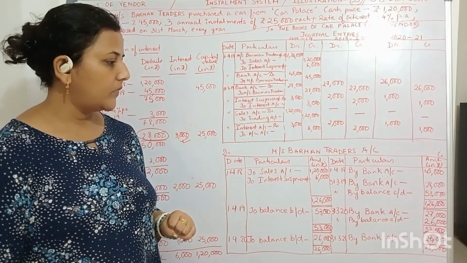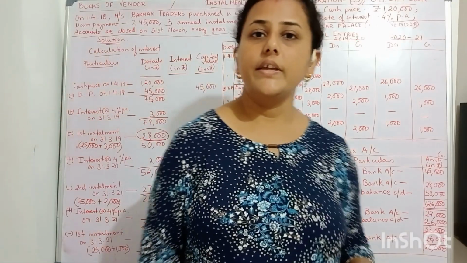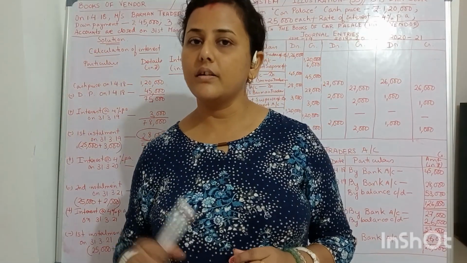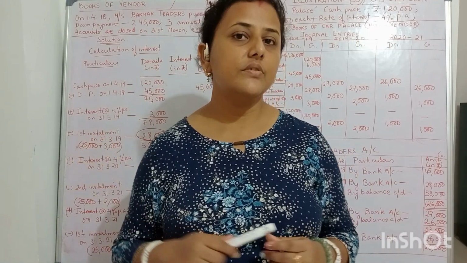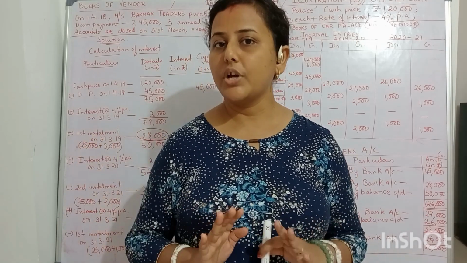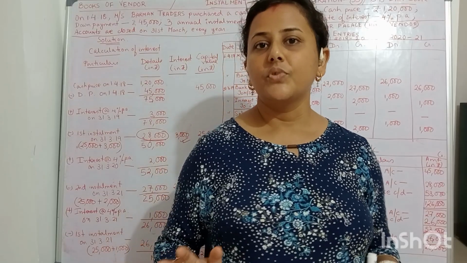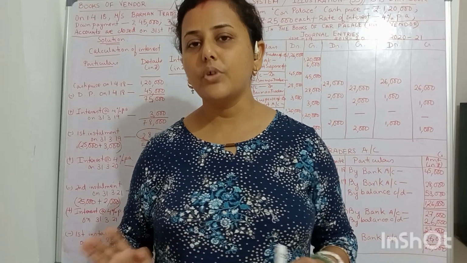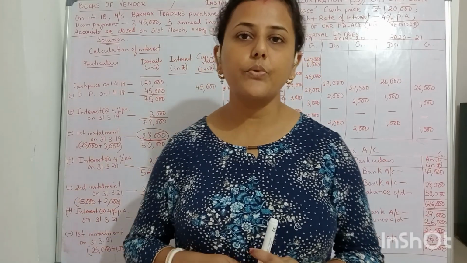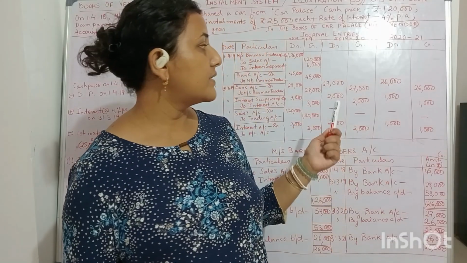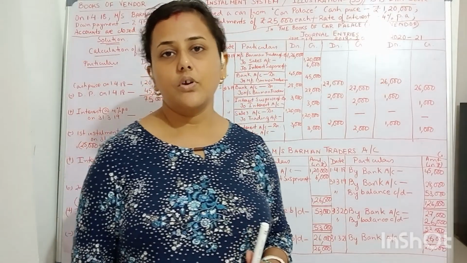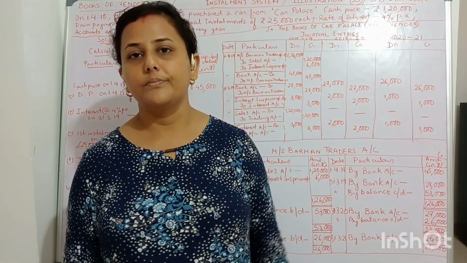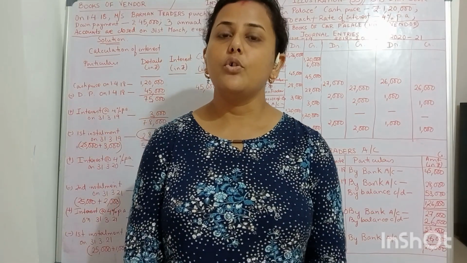So I hope this sum is very clear to you. The books of vendor under installment system. I have shown you the calculation of interest and no charging of any depreciation for the hire vendor, so no calculation of depreciation is required. Then passing of journal entries and preparation of hire purchaser account, which is the most important one. So I hope you have understood.